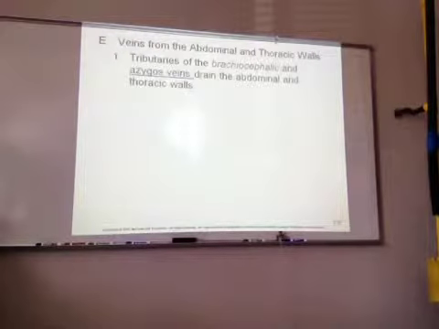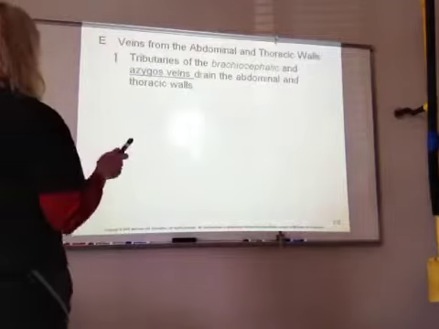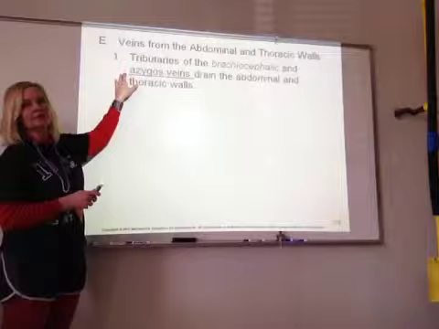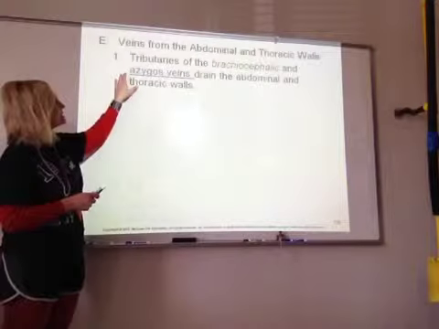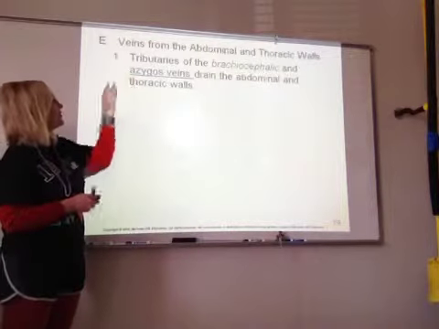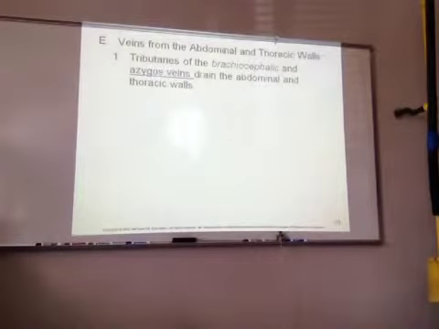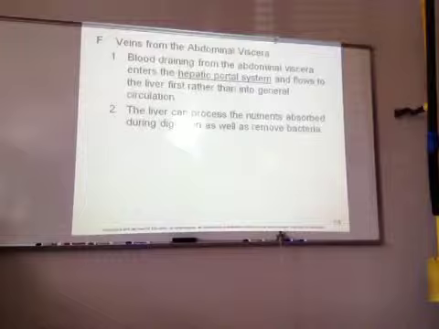Here's one that's different. Tributaries of the brachiocephalic. Azygos is a specific vein. There's not an artery that coincides with this. So azygos vein drains the abdominal area and also your thoracic and chest area.